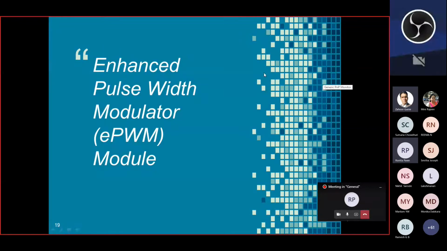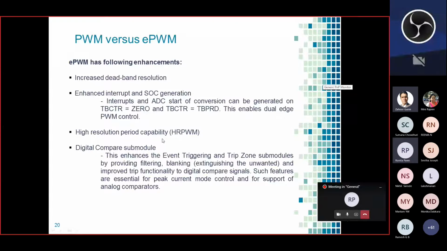So let us discuss some details about your enhanced PWM module. In this enhanced PWM module, you have enhancement in deadband resolution when you compare with simple PWM pins, and enhanced interrupts, because interrupts should be with respect to your ADCs, and if you have any other interrupts like counter interrupts, that can be taken care of. So interrupts enhancement is also there, and high resolution period capability PWM pins are also there, like HRPWMs.